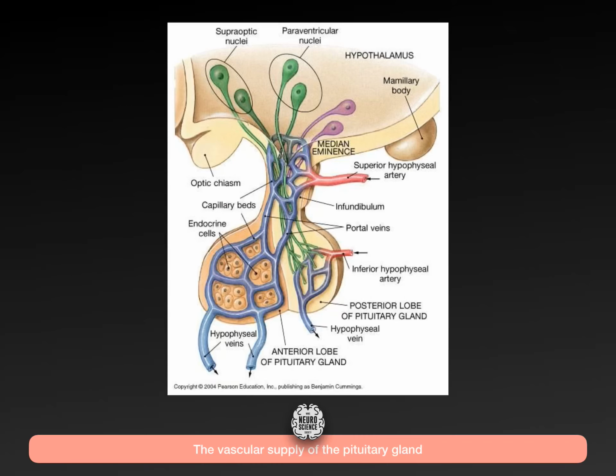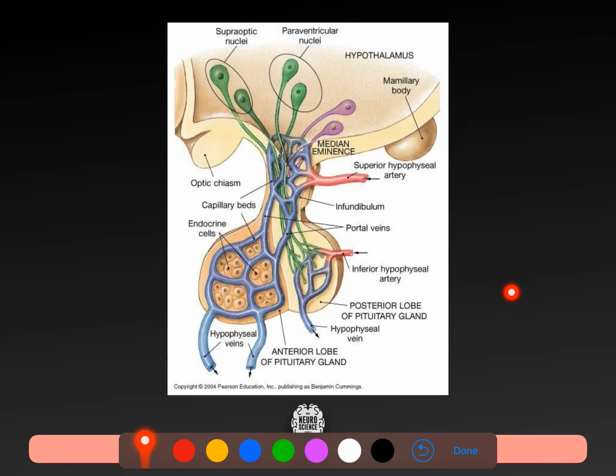So, vascular supply of the pituitary gland. Let's orient ourselves first of all. Anterior is here, posterior is here, so we have our optic chiasm, mammillary bodies and the hypothalamus. Our supraoptic and paraventricular nuclei come down here and supply oxytocin and ADH to the posterior pituitary gland. So we have a superior hypophyseal artery. Remember, hypophyseal is the old term for the pituitary gland.